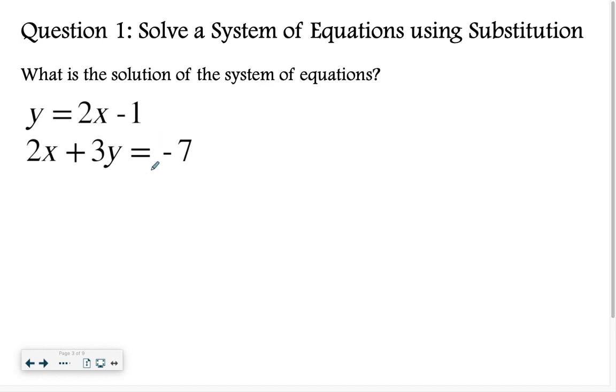All right, now it is your turn to try. You have y equals 2x minus 1, and then 2x plus 3y equals negative 7. Good luck.